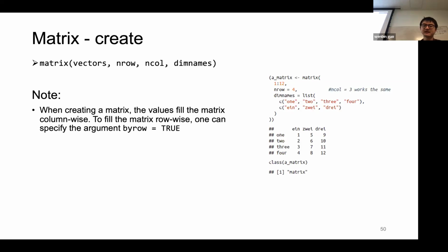it will spread out the vectors you input into a two-dimensional data format for you. By default, the values will fill into the matrix column-wise. For example, here the vector is from 1 to 12, so it will fill in column by column. But you can control this behavior by specifying the argument byrow to be TRUE. In that case, it will fill 1, 2, 3, and 4 across the first row, so it will fill in row by row.